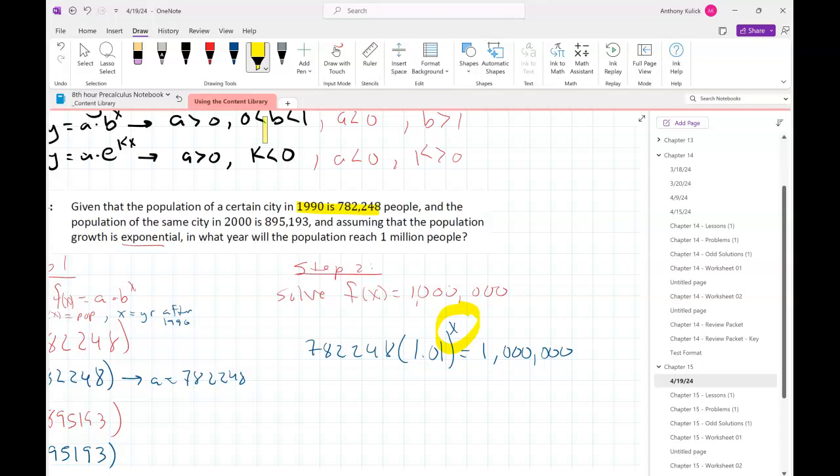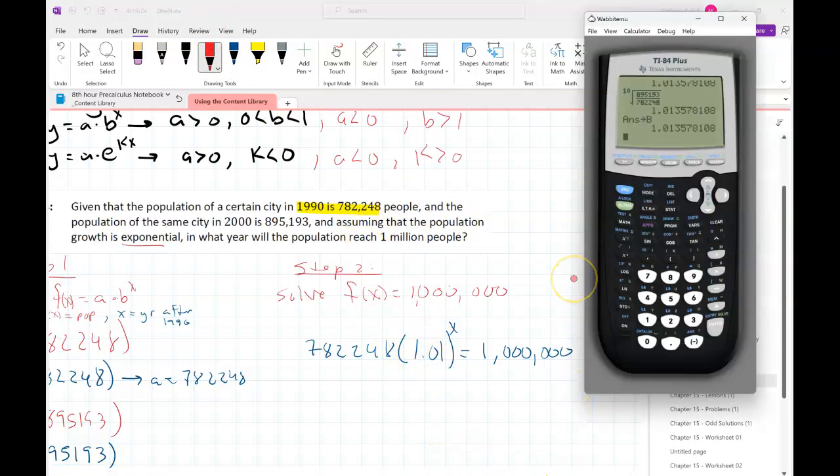Great. Let's pretend we haven't learned that yet. We'll cover that later this chapter. So if I don't know what to do algebraically, how am I going to solve this? I'm going to graph each side of the equation on my calculator and find the intersection.